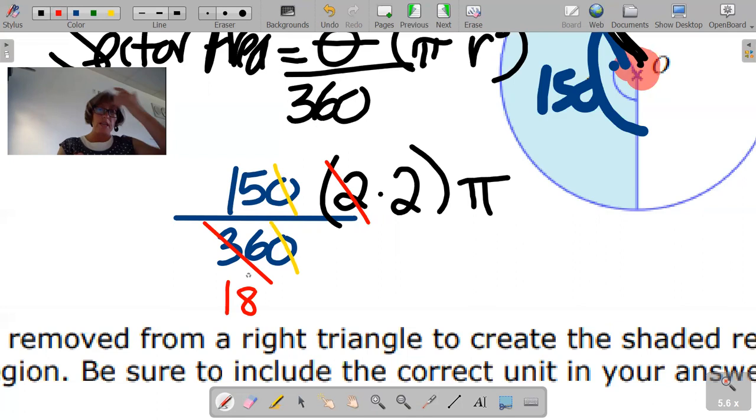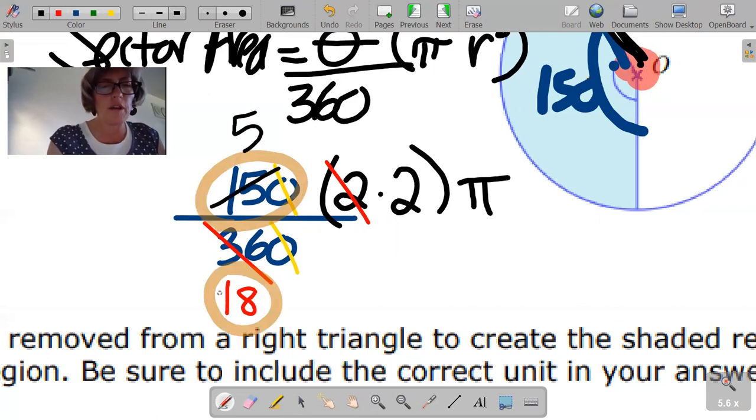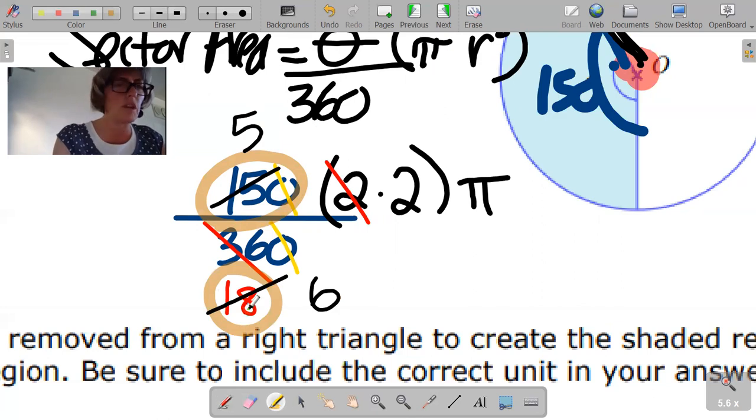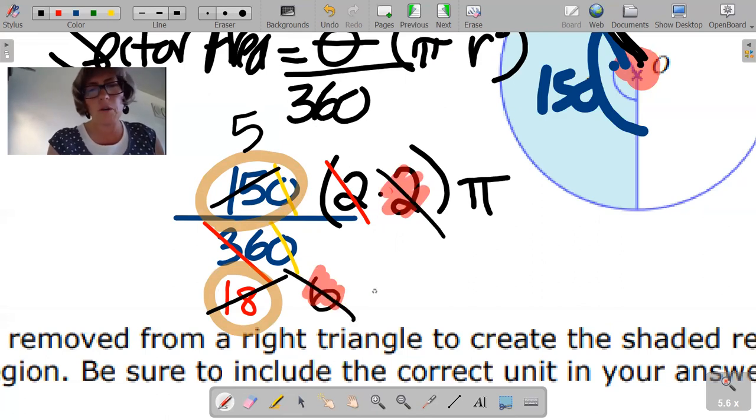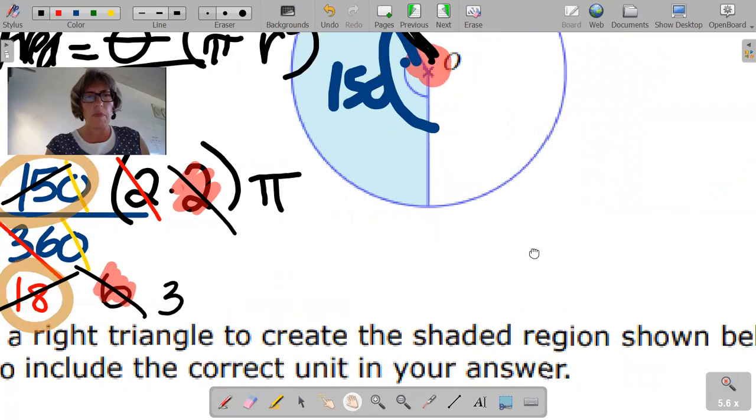Two goes into 36 18 times. I know both of these are divisible by 3. It's 5, 6. And you just keep reducing until you can't reduce any farther. And the 2 goes in here 3 times. Look, there's nothing else to reduce. So you leave it in fraction form.